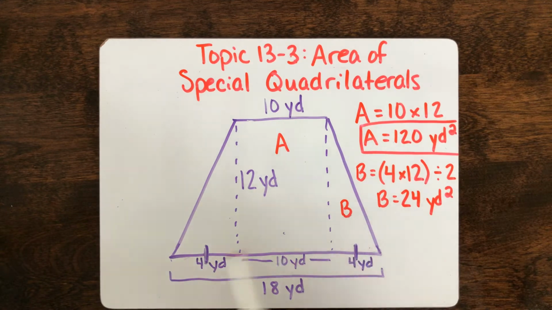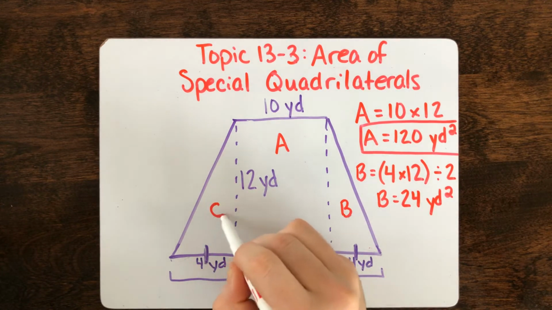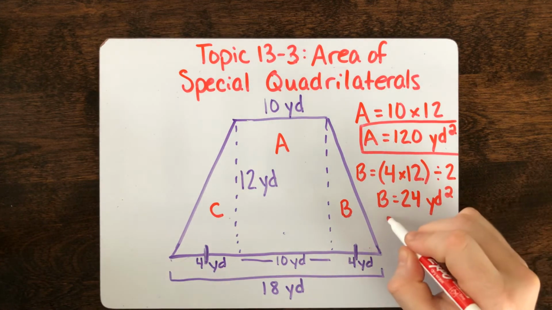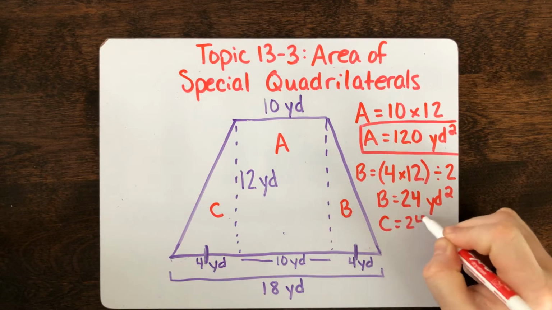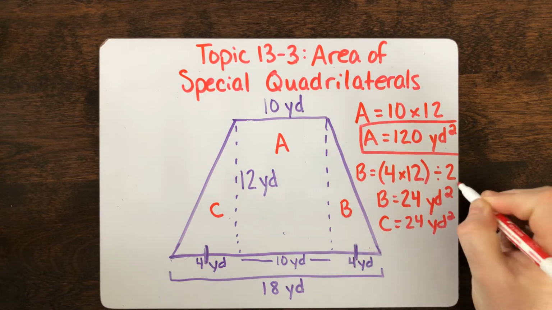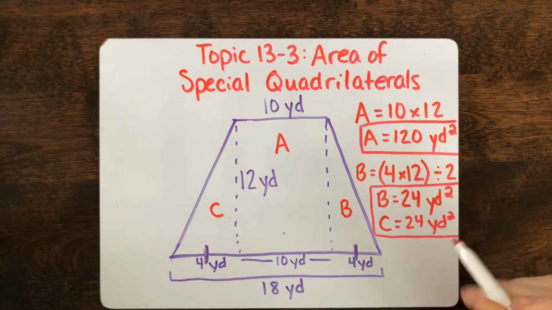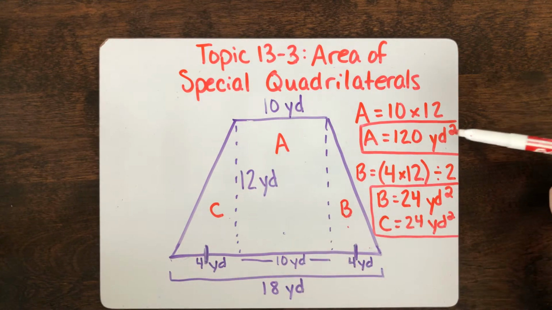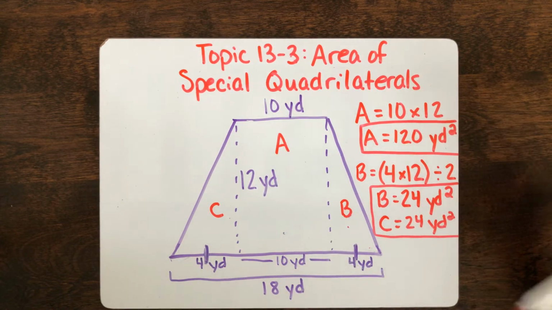And if B is the same thing as this triangle, which we'll call C, well, if B is 24 yards squared, then C is 24 yards squared. And now we have found the area of all of these shapes. So what do you think we have to do with 120, 24, and 24?